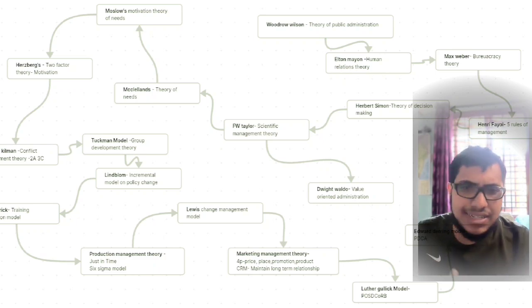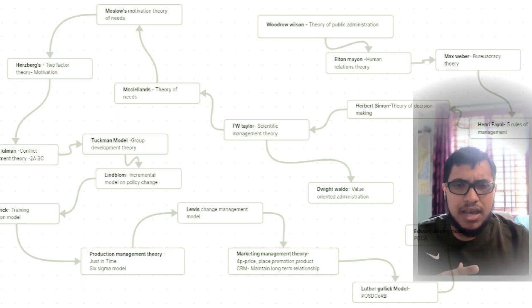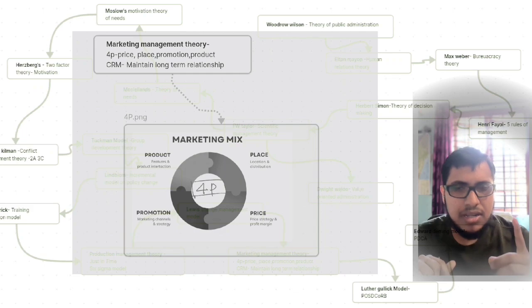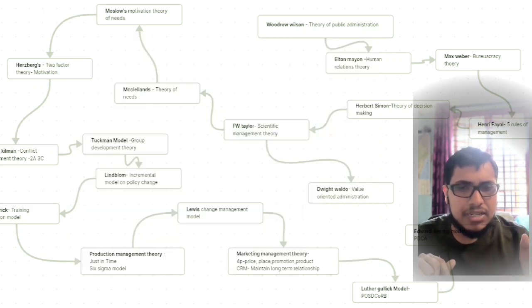Let's move on to the next theory related to marketing management. There are the 4P model and then CRM for long-term customer relationship. The 4P, first P is place, where the product is going to be sold, and then how the supply chain is going to be done. And then the second P is product. What are the features of the product and its demonstration.